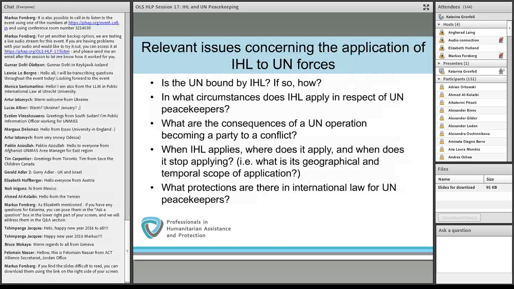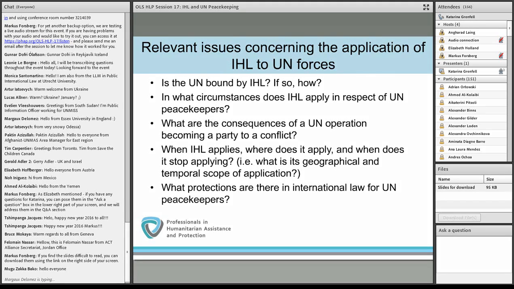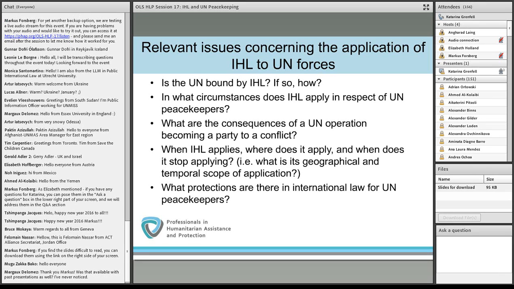In addressing these questions, I will examine the following issues. Is the UN bound by IHL? And if so, how? In what circumstances does IHL apply in respect of UN peacekeepers? What are the consequences of a UN operation becoming a party to a conflict? And when IHL applies, where does it apply? And when does it stop applying? That is, what is its geographical and temporal scope of application? Finally, what protections are there in international law for UN peacekeepers?